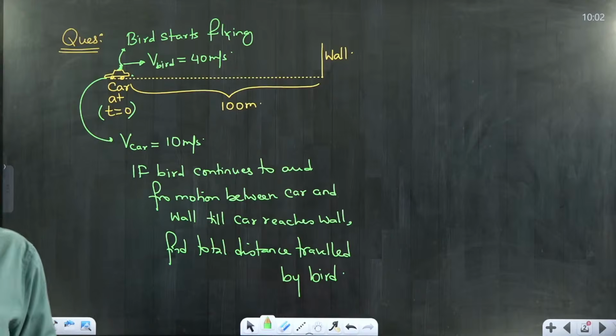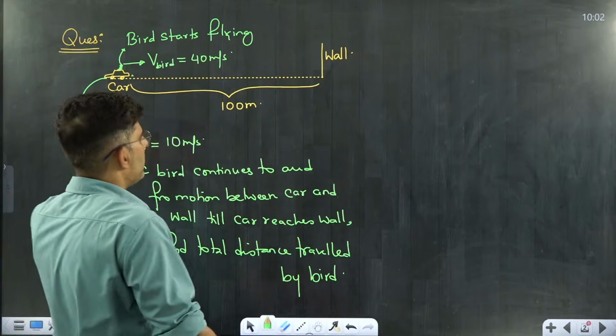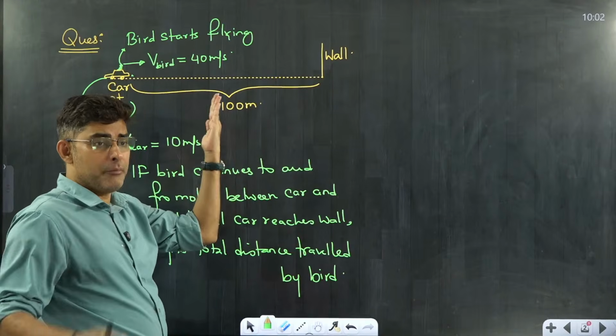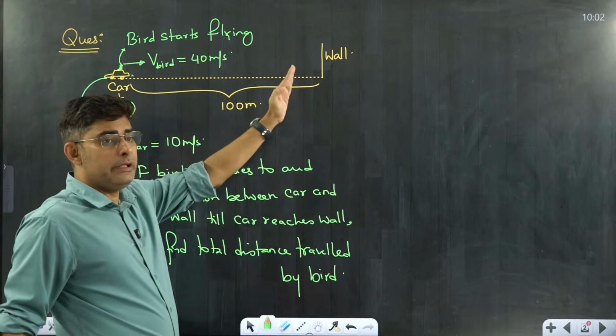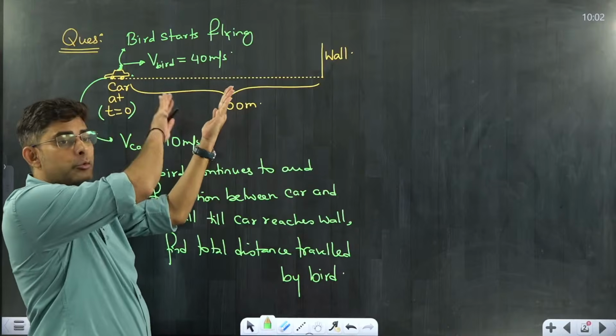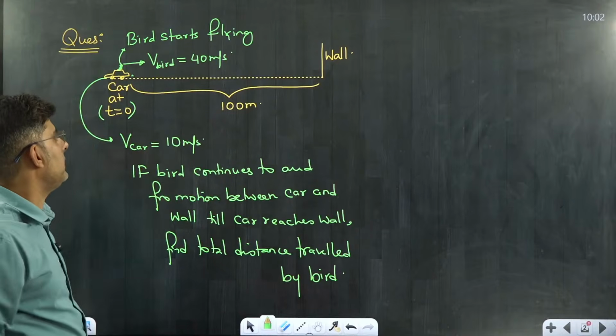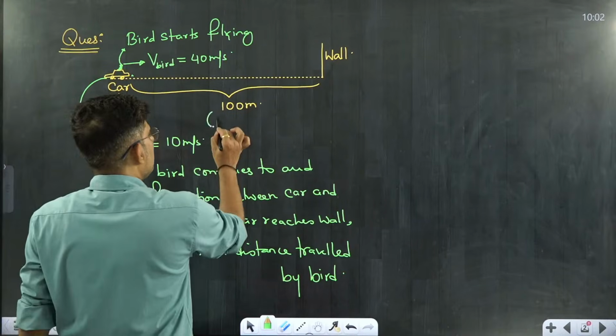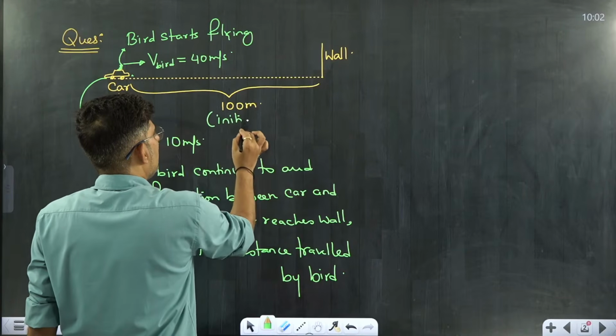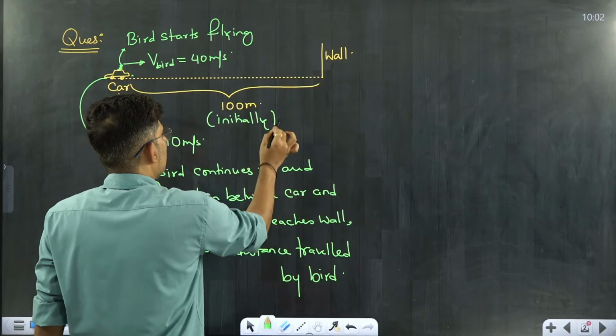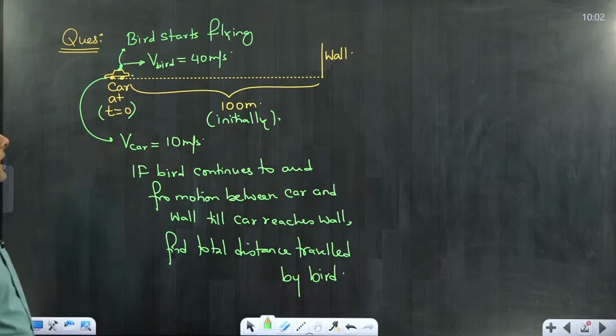So how much will be the total distance traveled by the bird if the bird continues its to and fro motion? It goes and comes back. Mind it, the moment it leaves and comes back, the car is also moving. So the distance between the wall and the car was initially 100 meter.